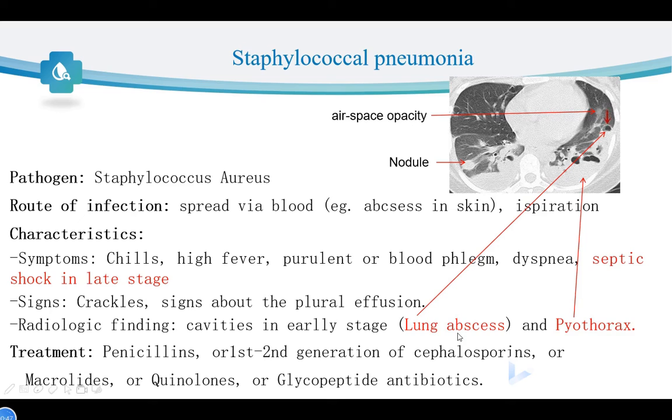And this patient is usually combined with a pyothorax. Here shows the purulent effusion in both lungs. And those are the special changes during the radiologic examinations. And treatment for this type of pneumonia usually includes penicillin or first to second generations of cephalosporin and other antibiotics for these gram positive bacteria.